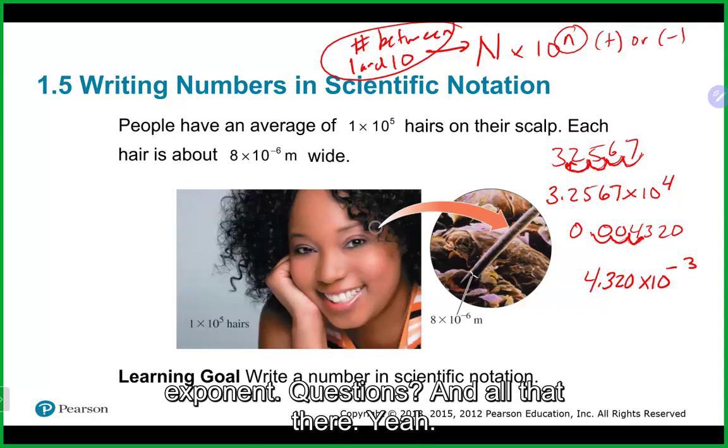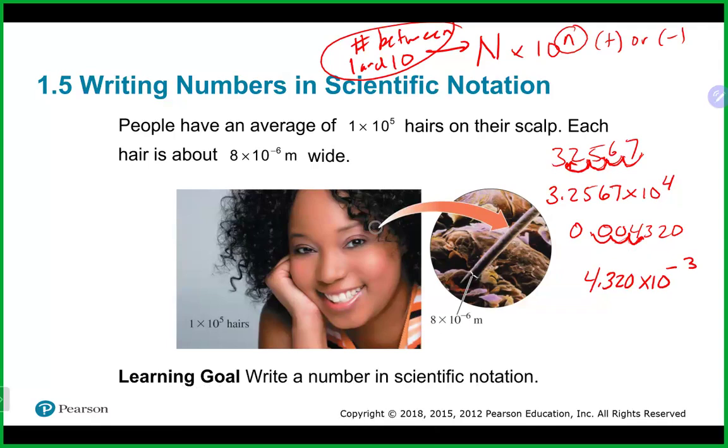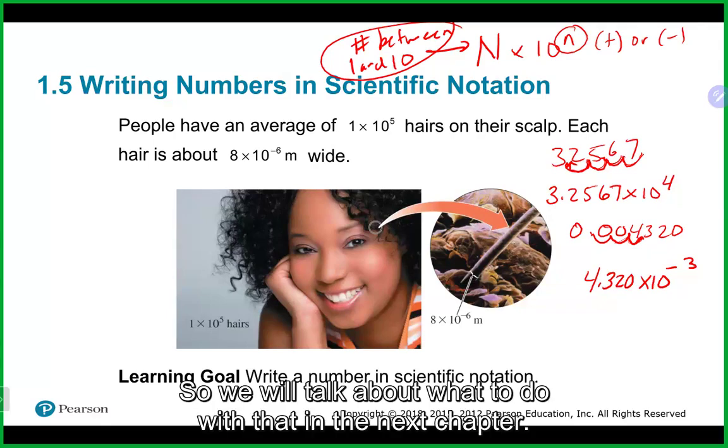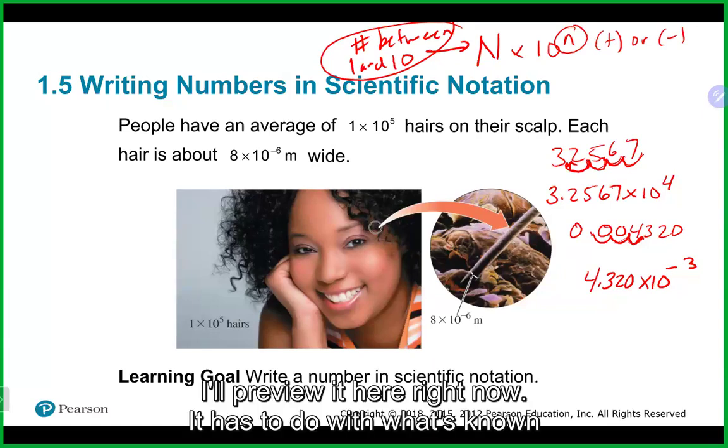Question on that there. Yeah. So we will talk about what to do with that in the next chapter. I'll preview it here right now.